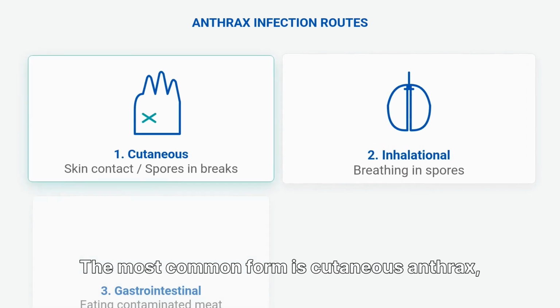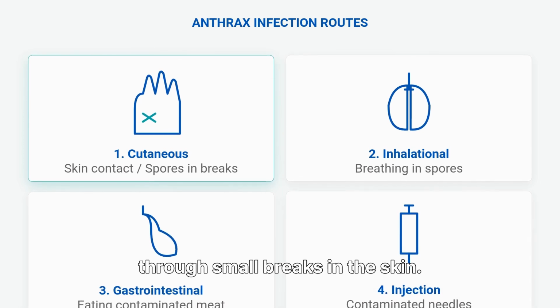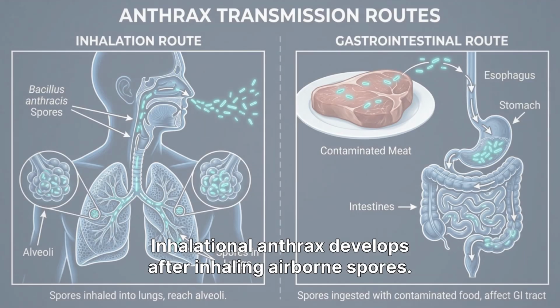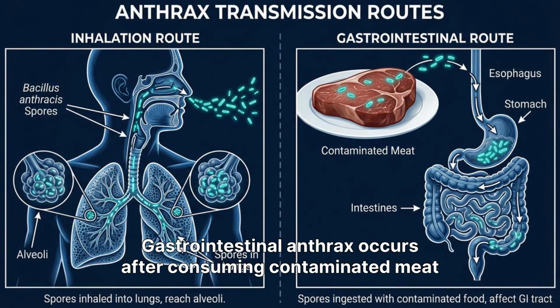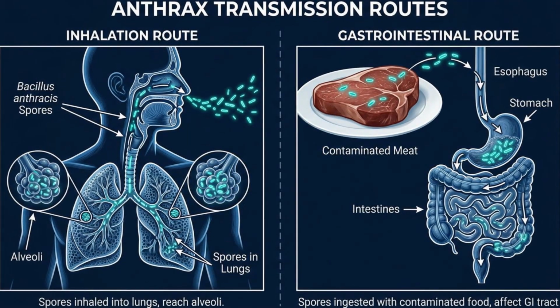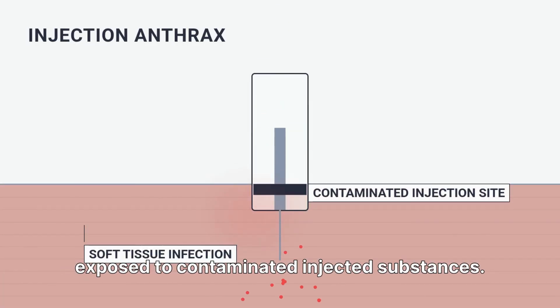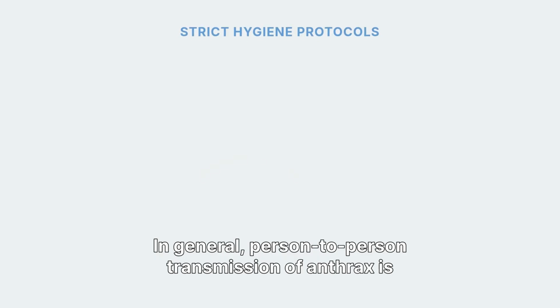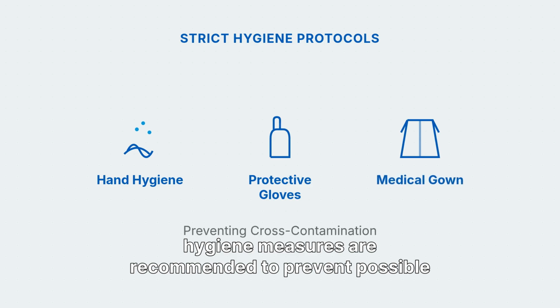The most common form is cutaneous anthrax, which occurs when spores enter the body through small breaks in the skin. Inhalational anthrax develops after inhaling airborne spores. Gastrointestinal anthrax occurs after consuming contaminated meat products. Injection anthrax has been reported in individuals exposed to contaminated injected substances. In general, person-to-person transmission of anthrax is extremely rare. However, in cases of skin involvement, strict hygiene measures are recommended to prevent possible spread.